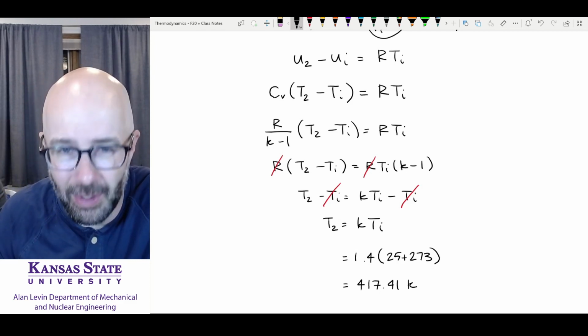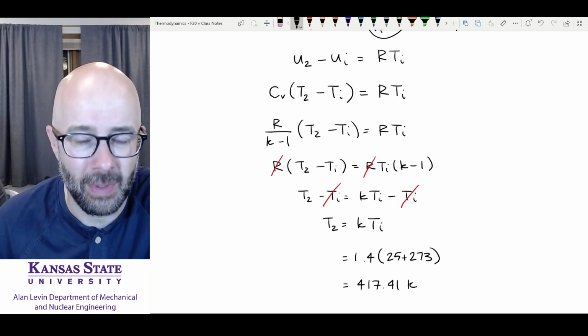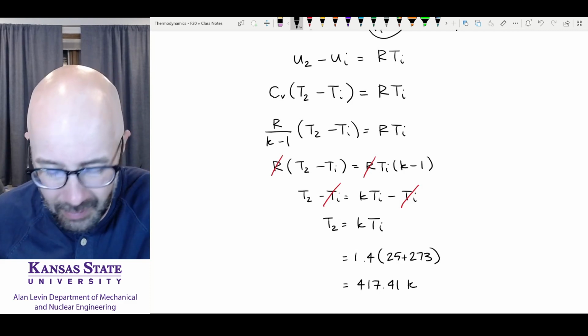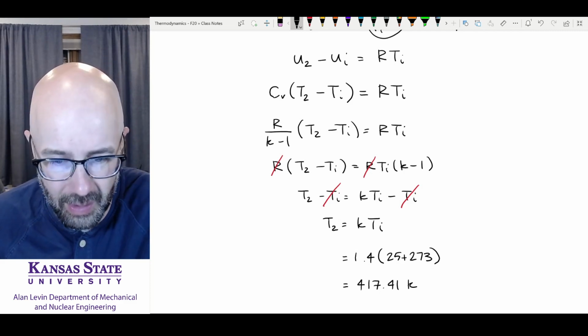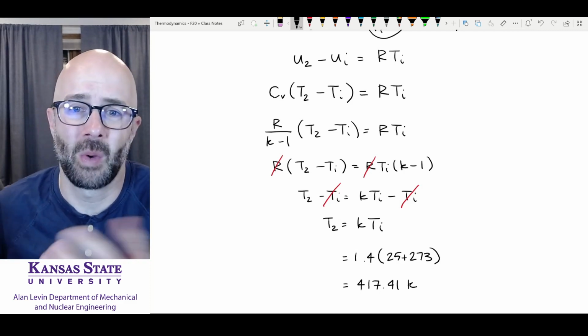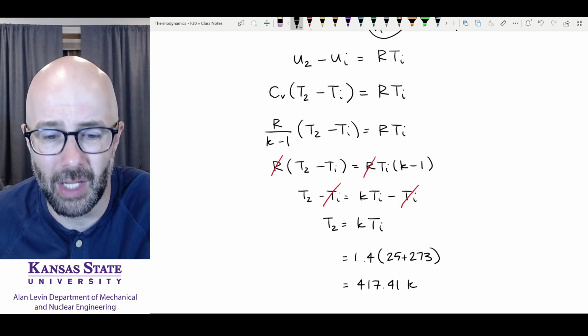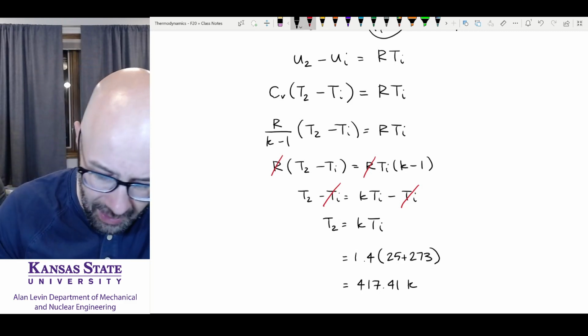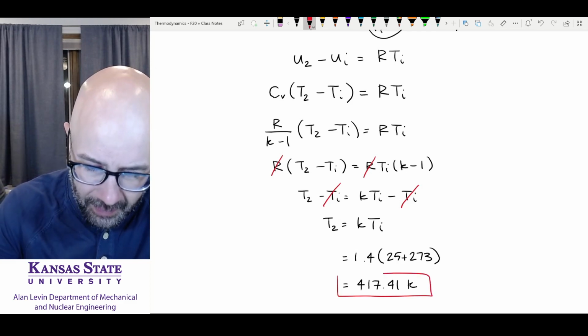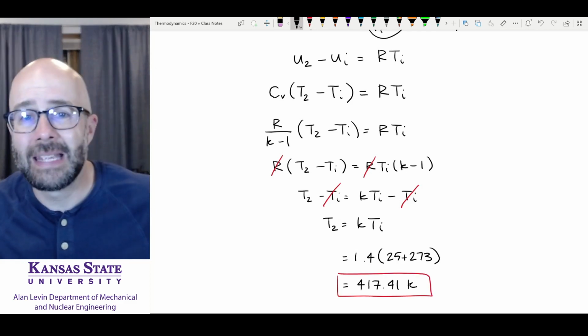Now remember, the value that we got when we were not using tables was closer to 416. Okay, that's good. It's close enough. We can go with it. That's going to be our answer. Okay, that's our answer for the final temperature.